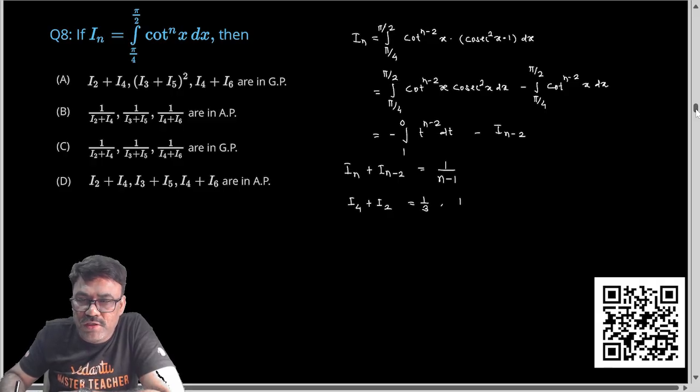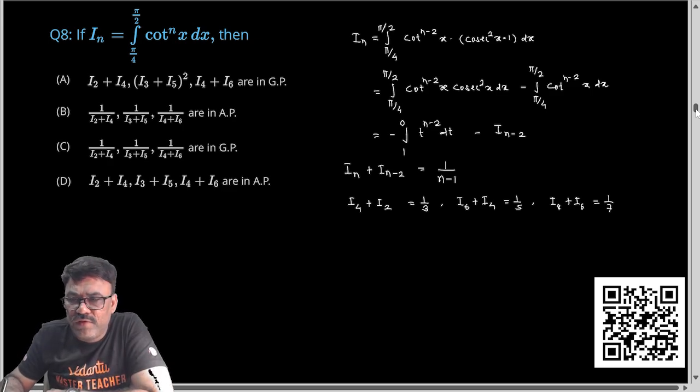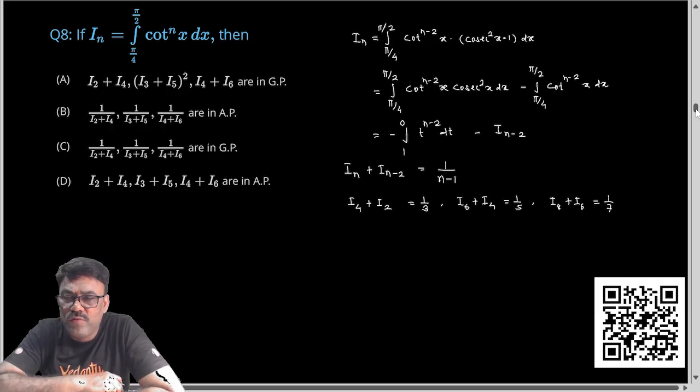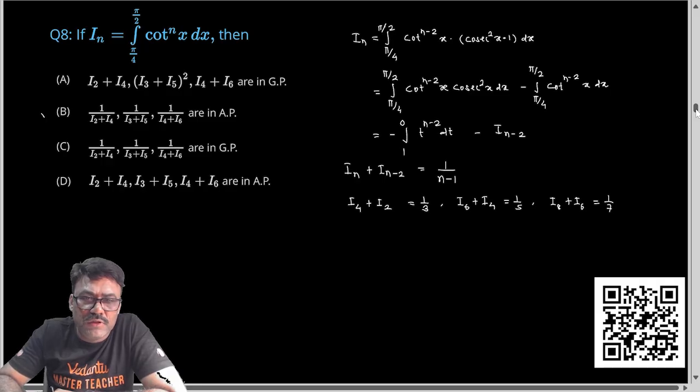Then put n is equal to 6. So I6 plus I4, it is 1 by 5. Put n is equal to 8. So I8 plus I6, it is 1 by 7. And you can see that 1 by 3, 1 by 5, 1 by 7, the reciprocals will be an AP. So the reciprocals of I2 plus I4, I4 plus I6 and I6 plus I8 form an AP. So hence option B is correct here.